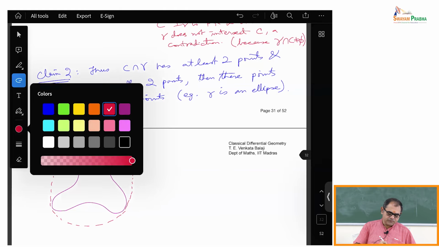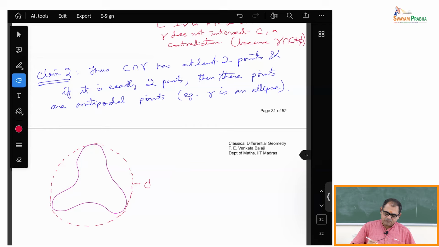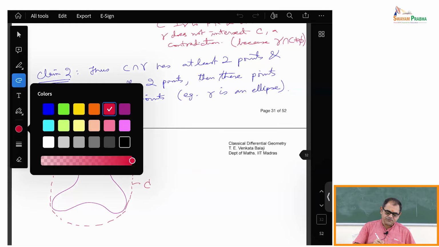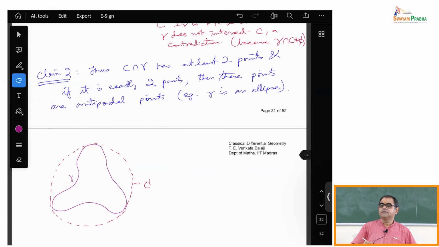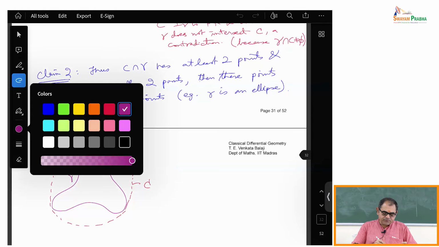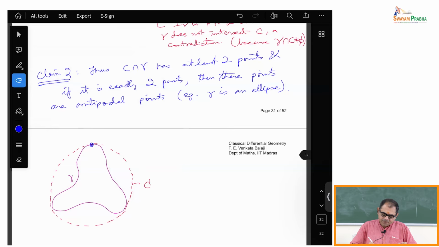So this is the C, and this is gamma. You see there is this circle C, which is the smallest circle that encloses gamma and touches it, mind you. There are these points which I am interested in. These points are the points of C intersection gamma.